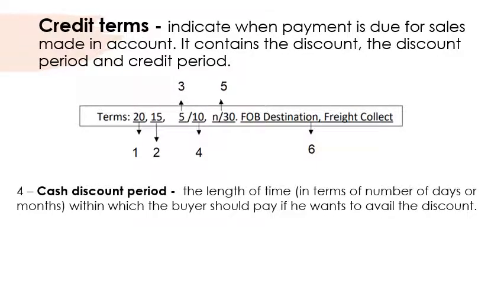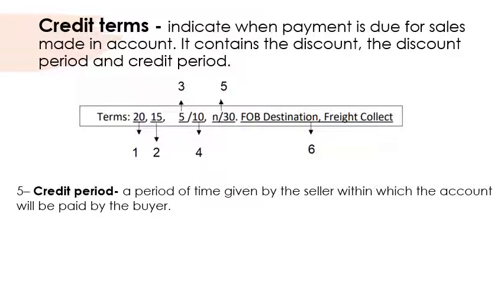Next, we have number 4. This one, the denominator, is our cash discount period. This is the length of time, in terms of days or months, within which the buyer should pay if he wants to avail of the discount. For example, if the buyer wants to get a 5% discount, then he should pay within 10 days. If this is 20, then he should pay within 20 days.